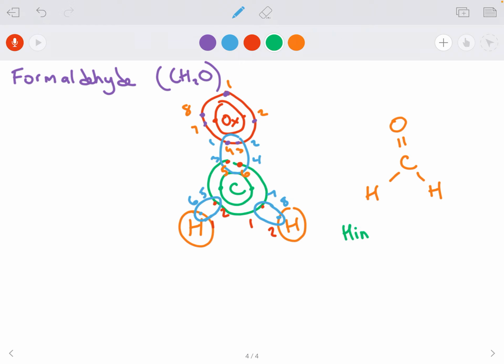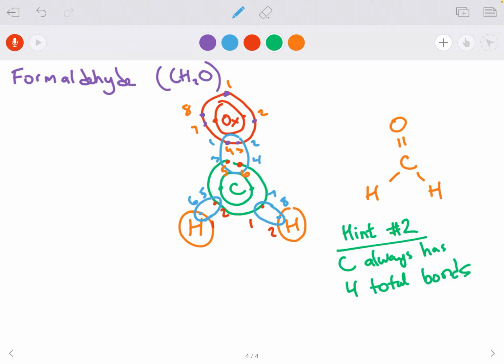Hint number 2. Carbon always has 4 total bonds. Here we have 2 single bonds, so you can think of that as 2 times 1 plus 1 double bond, 1 times 2, that's just 2, plus 2 is 4. So carbon will always form 4 bonds.